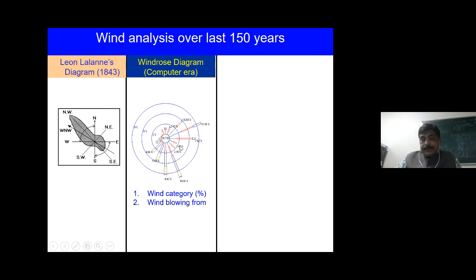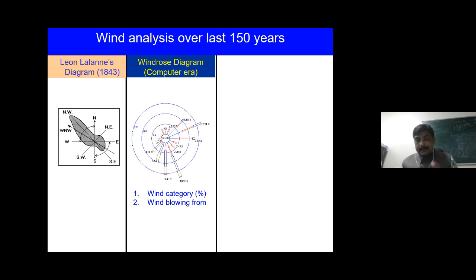Now, what are the components? In the center of this diagram, you can see there is 30.73%. This is actually called the calm percentage. Calm means for 30.73 percent of hours or time of the total data, the wind remained calm. Calm means less than 1 km per hour or 1 meter per second, whatever the plotter or windrose developer has assumed. So the central figure is the calm percentage.